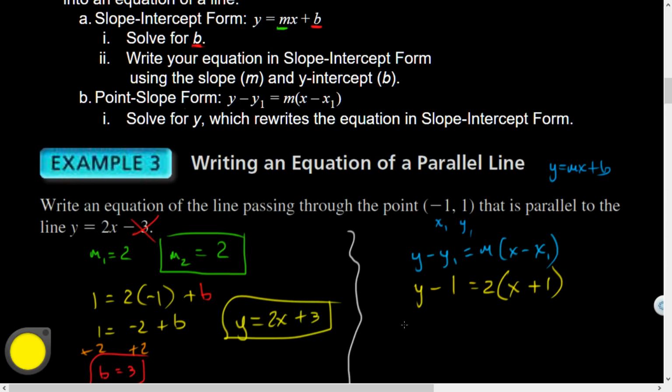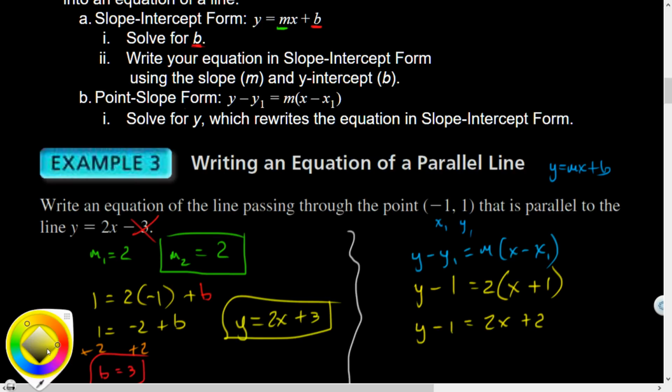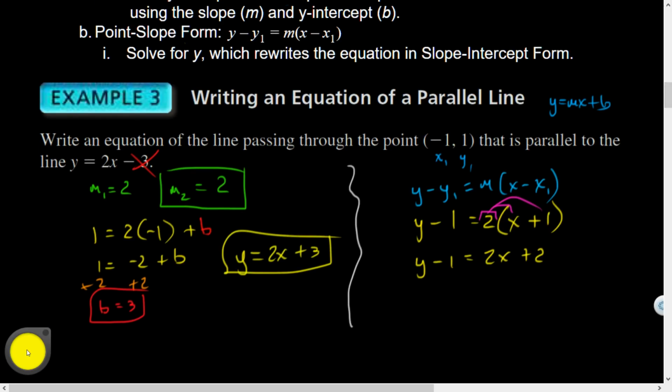So to solve, I'm going to distribute. So that's 2x plus 2, right? Because I done did some distributing. How do I get y by itself over here? Add 1. That's right. And I get y equals.